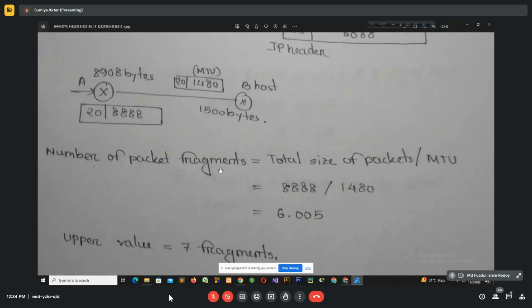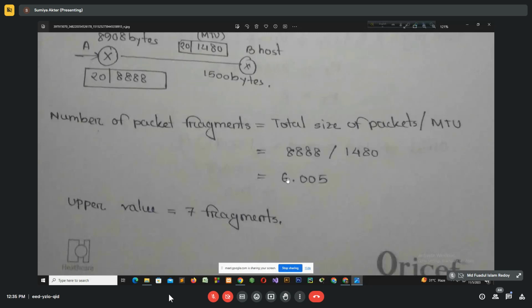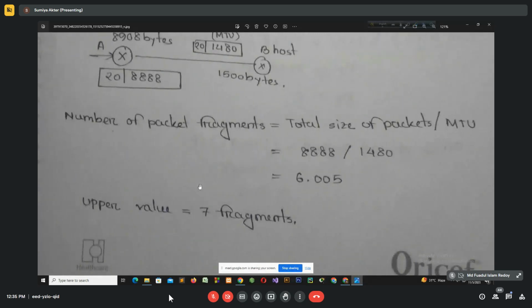Number of packet fragments. Like the previous one, this is our formula: total size of packets divided by maximum transmission unit, which is 1480. After dividing that, we get 6 and some fraction value, and the upper value is 7 fragments. Did you understand this part? Yes, Apu.